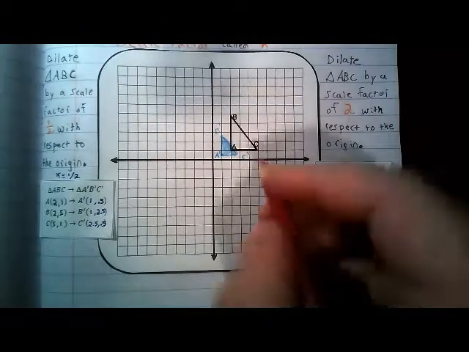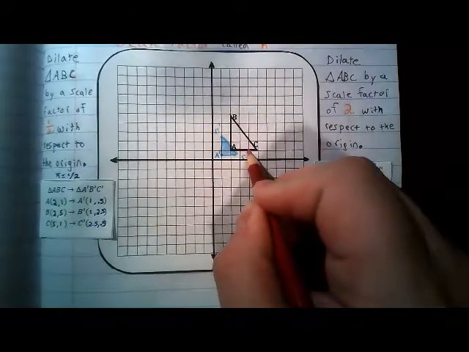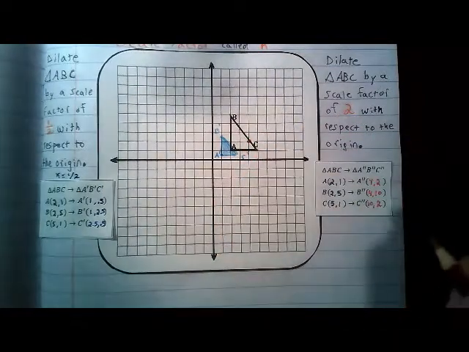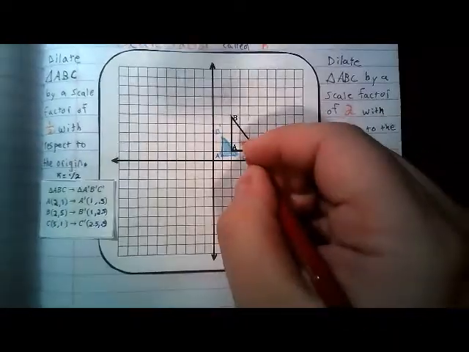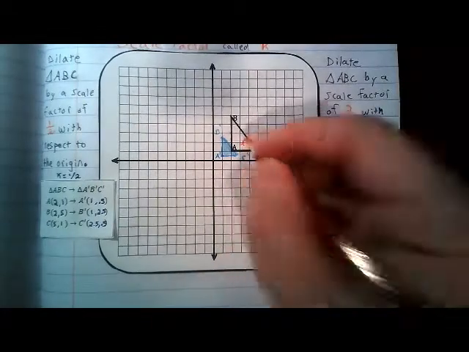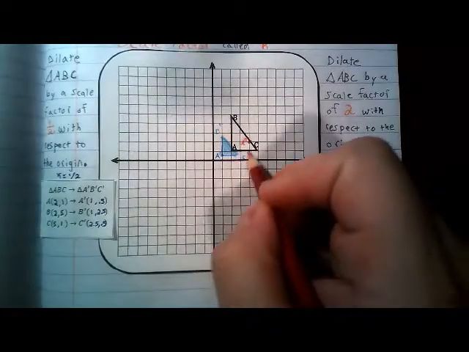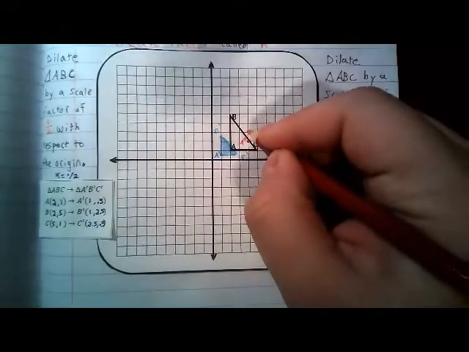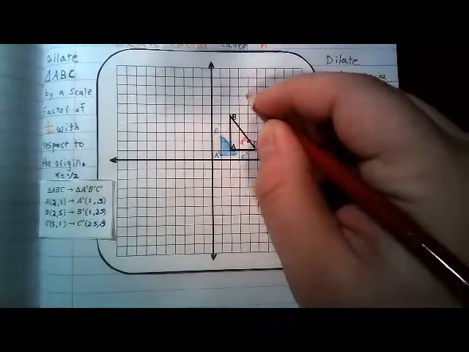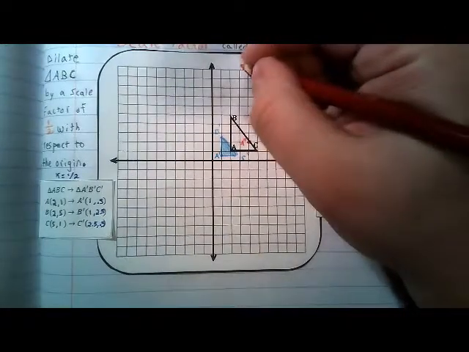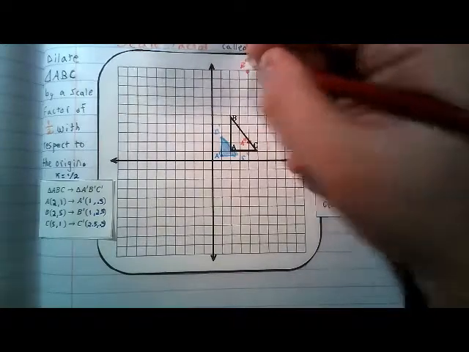So we've got 4, 2, that's 1, 2, 3, 4, 1, 2. Practically right on the triangle. And this is A double prime. And then we've got B at 4, 10. 4, 1, 2, 3, 4, 5, 6, 7, 8, 9, 10. That's right at the top. And that's B double prime.